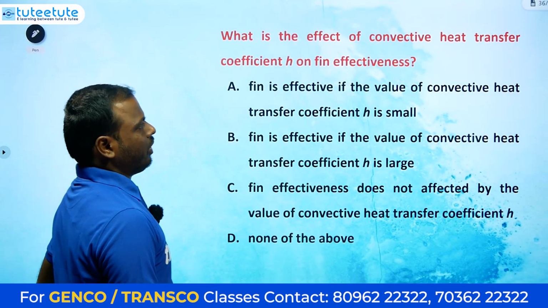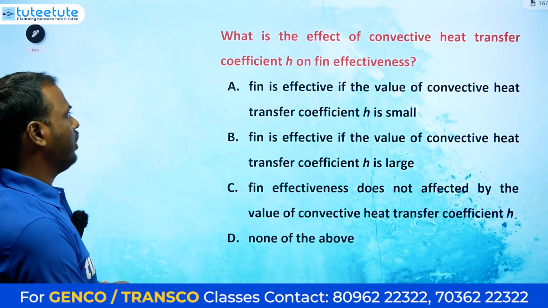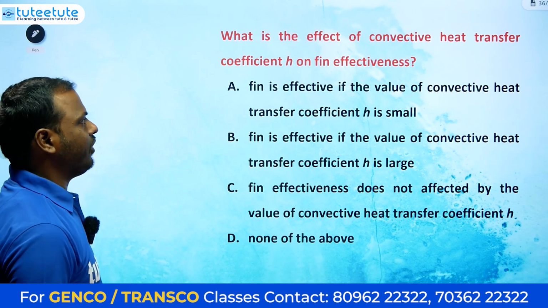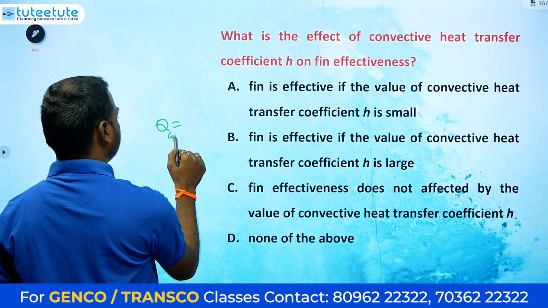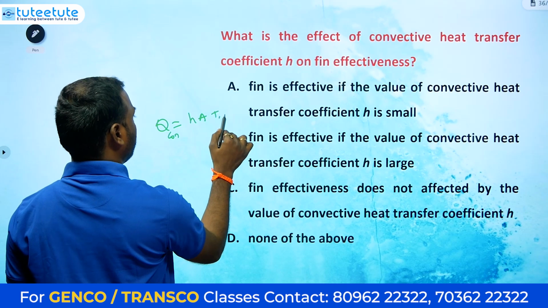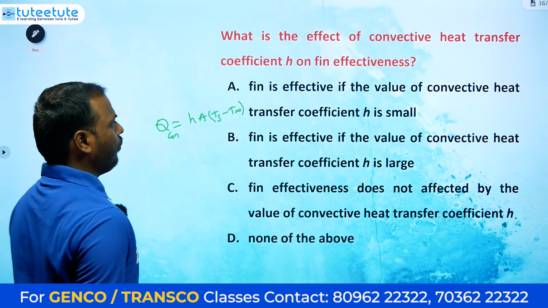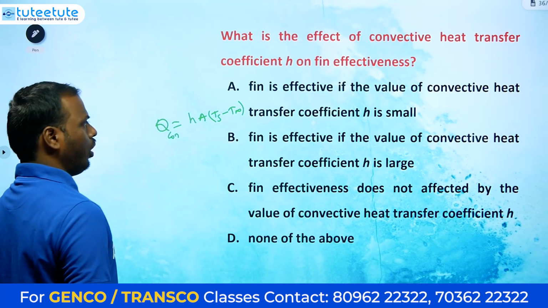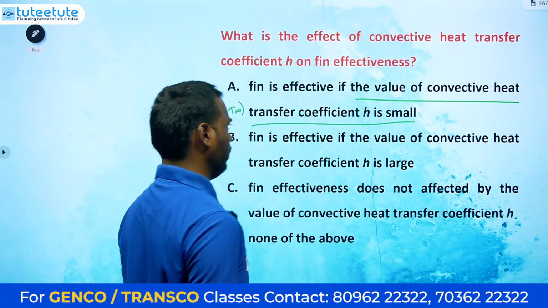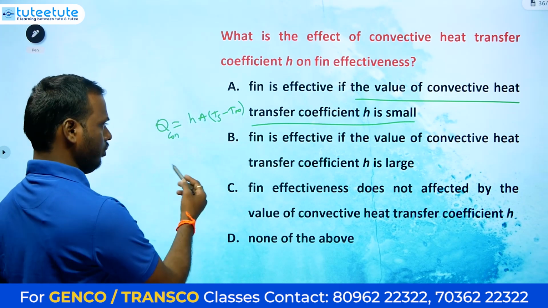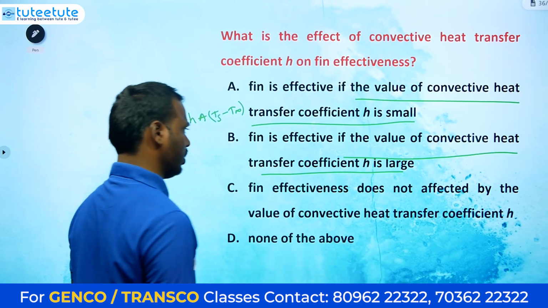What is the effect of the convective heat transfer coefficient h on the fin effectiveness? Here he is asking the effect of convective heat transfer, meaning Q convective is equal to hA delta T, Ts minus T infinity. Is the fin effective if the value of the convective heat transfer coefficient is small, or is the fin effective if the value of the convective heat transfer coefficient is large?